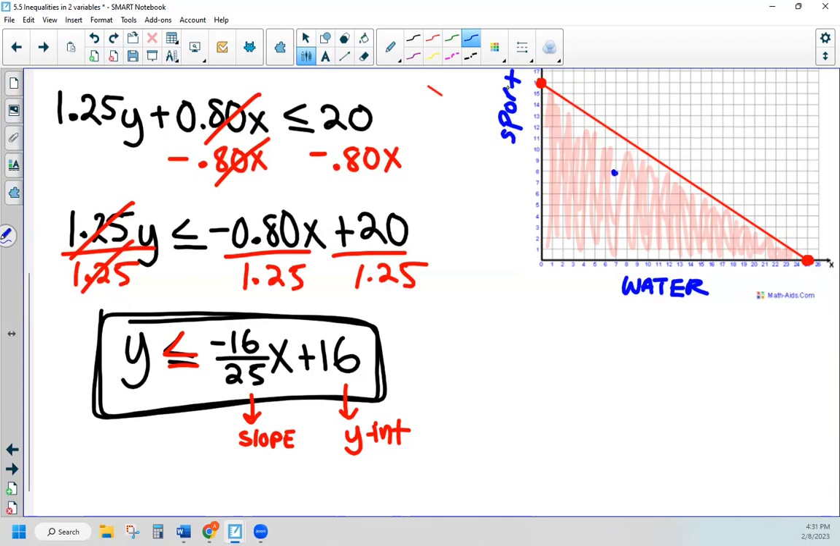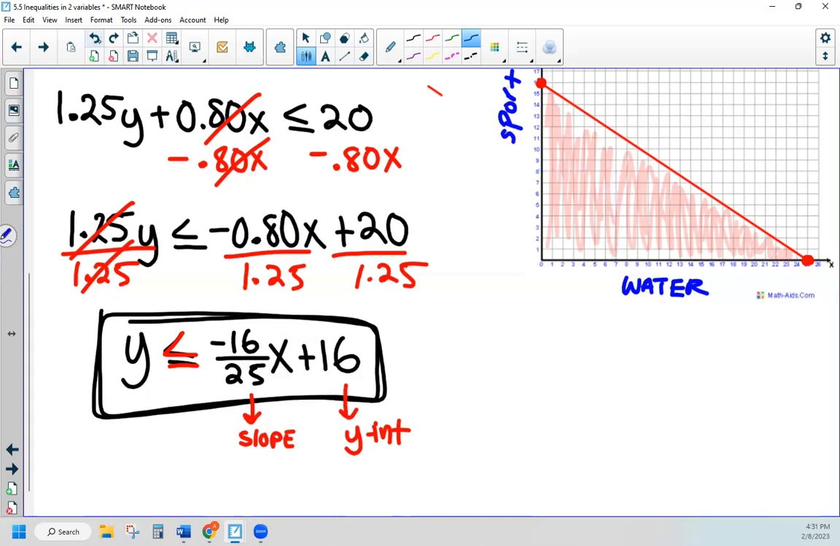So random point right here, 7 waters and 8 sports drinks. Yes, he can afford them. You can actually test that out. You can grab your calculator and multiply 7 waters times their price of 80 cents plus 8 sports drinks times the $1.25 that they cost. You're going to see that that's going to be less than $20.